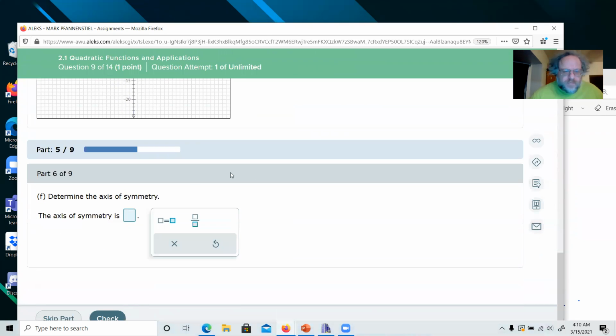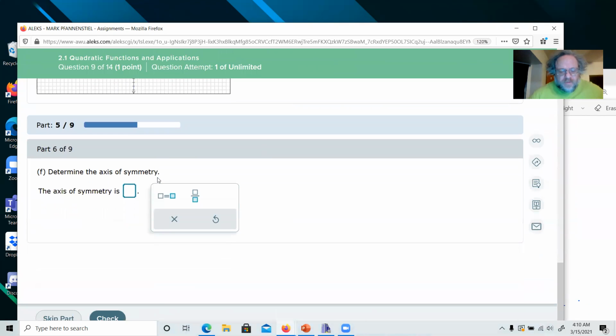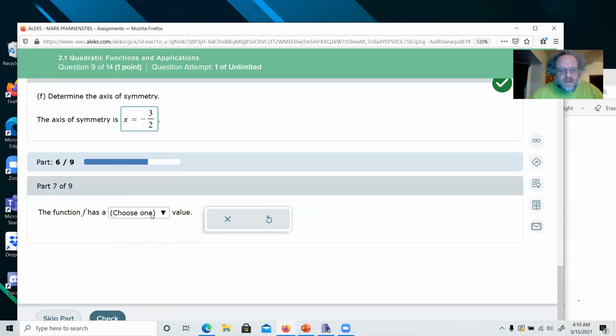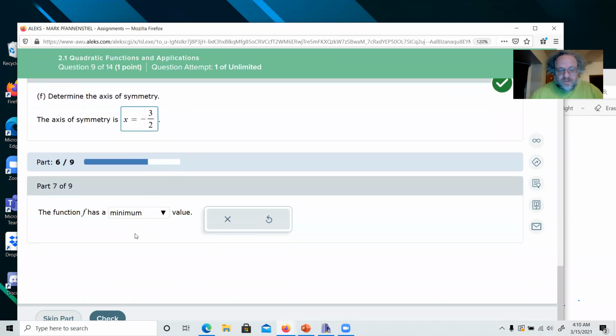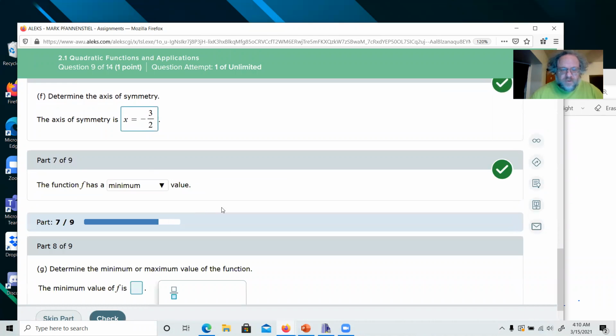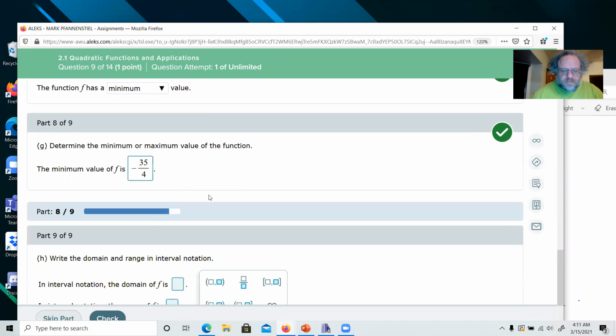All right, axis of symmetry. Where is the x part of the thing? That was x equals negative 3/2. Set. The function has a minimum value, right, smallest. There is no maximum because it keeps going up and away. So the function has a minimum value. We'll check that. Of course it does. The minimum value is negative 35/4. All right, we're okay there.